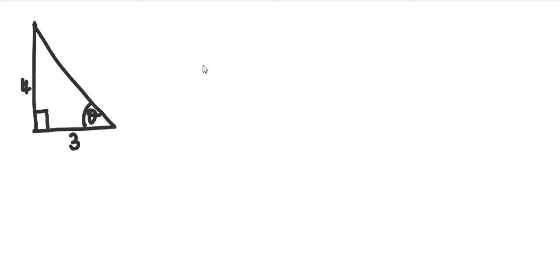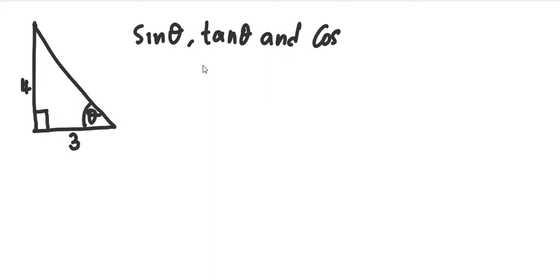And the question is, we have to find sine theta, tan theta, and cosec theta. I am very sure your first question is, how am I going to find sine theta? The question is, we don't have the hypotenuse, and we know that sine theta is equal to the opposite divided by the hypotenuse, but we don't have the hypotenuse.